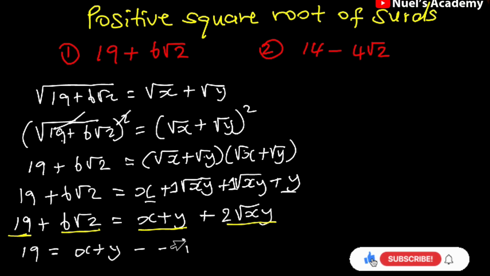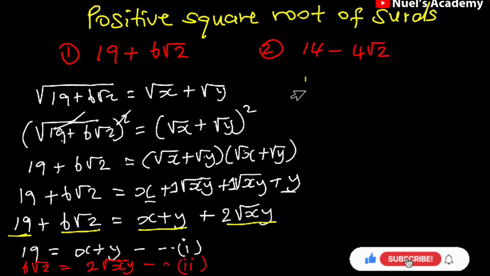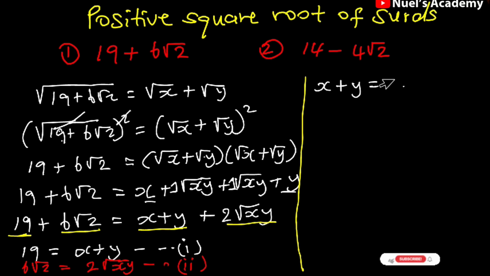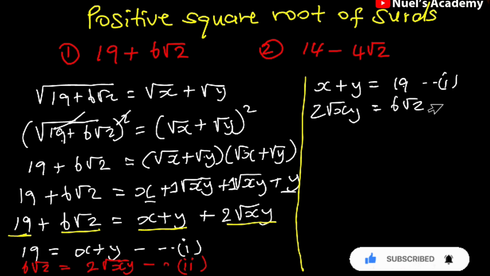Now let's name this equation I, and then we have 6 root 2 equal to 2 root xy. So let's name this equation II. So let me write this equation I as x plus y equal to 19. So this is my I, and then I have 2 root xy then equal to 6 root 2. So equation II.